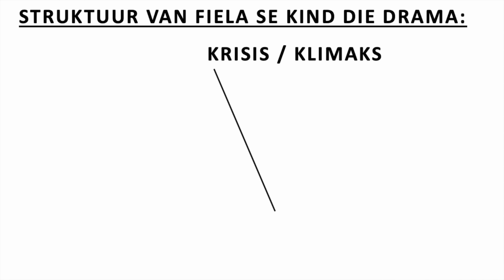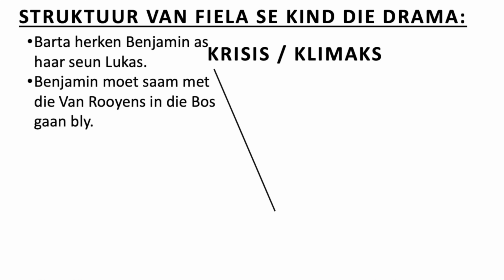Okay? And then we have the crisis or the klimaks. So Bartha herken Benjamin as haar seun Lucas. Benjamin moet saam met die Van Rooyens in die bos gaan bly. So the crisis, the main climax in this story, is that Bartha recognizes Benjamin as her child Lucas, and this means that Benjamin has to, well, number one, become a Van Rooyen, and I would say go and live with them in the bush.